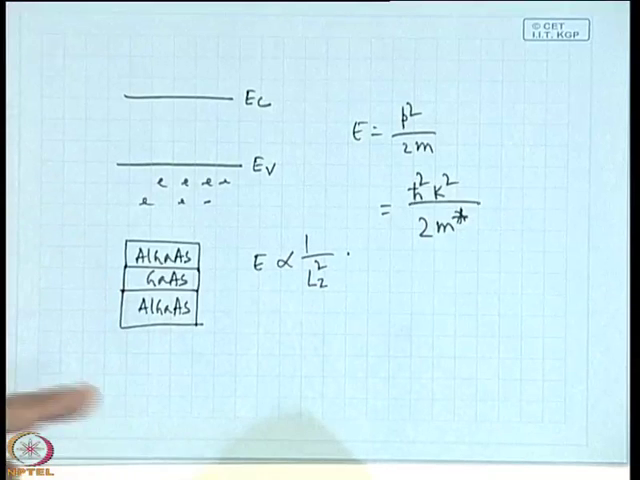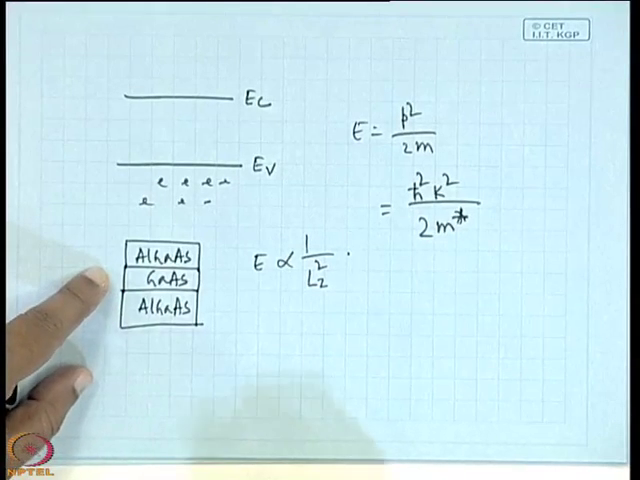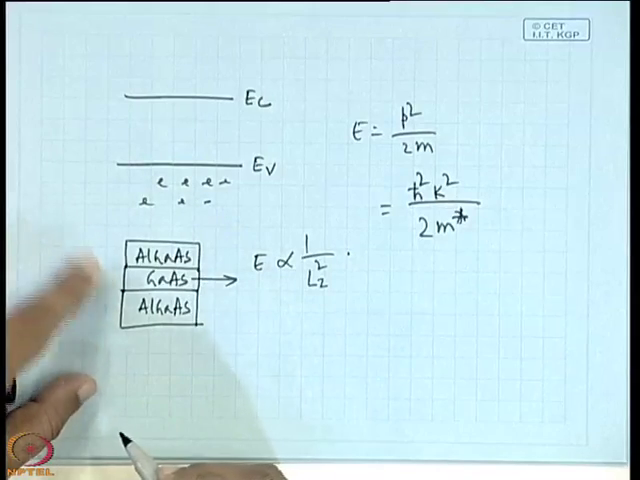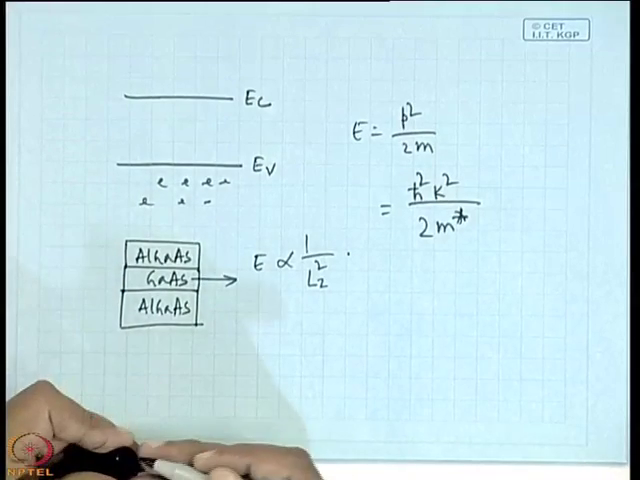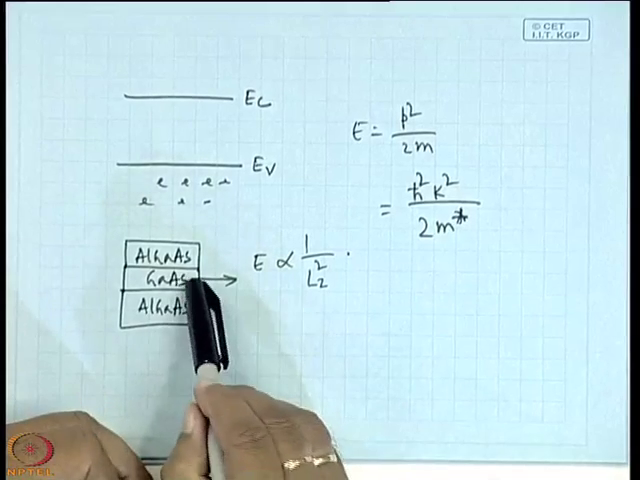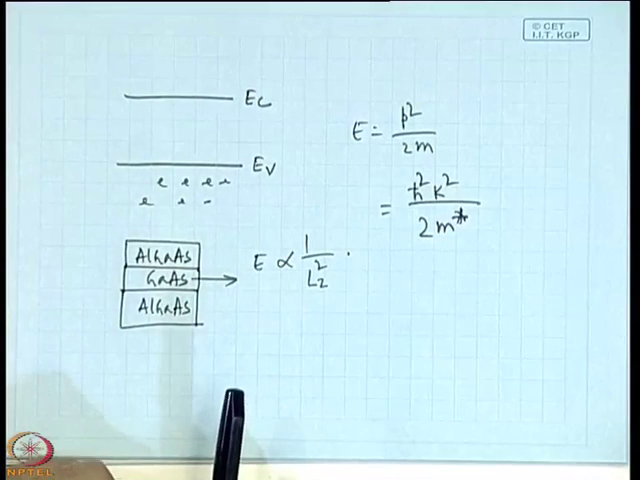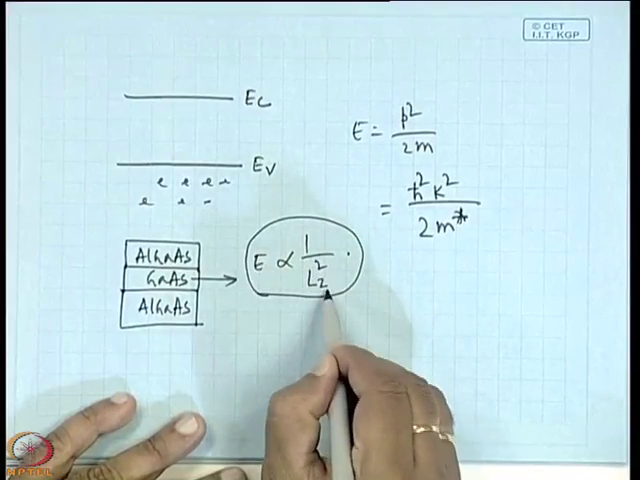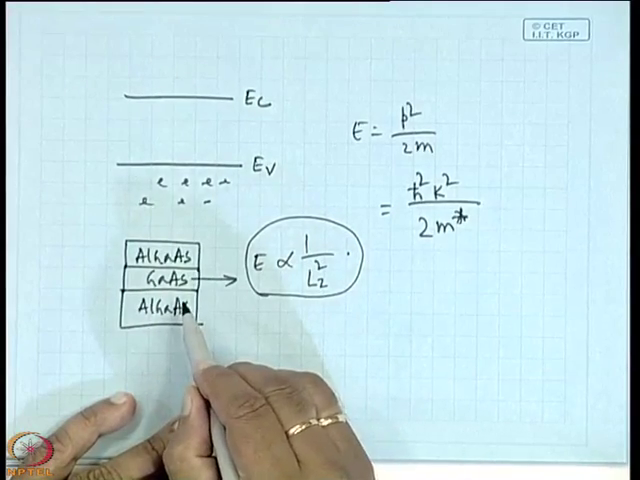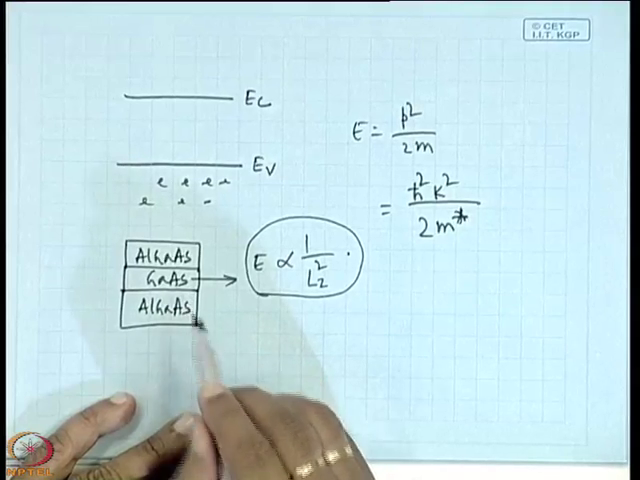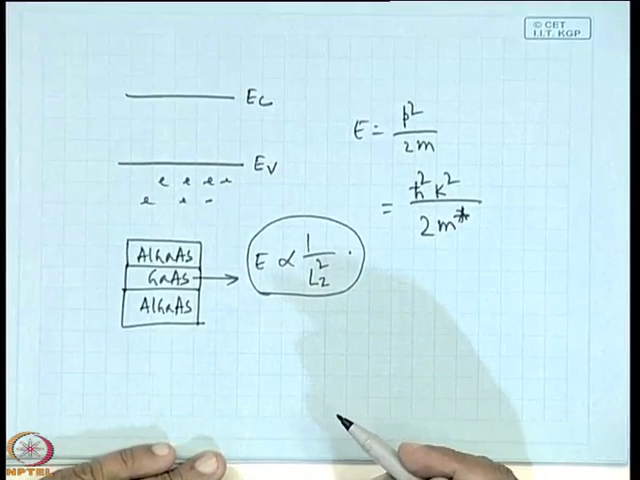In this structure, you have one gallium arsenide layer sandwiched between two aluminum gallium arsenide layers. If this gallium arsenide layer is very thin, say of the order of 50 angstrom, 60 angstrom, 100 angstrom, that means 10 nanometer, 12 nanometer, then what will happen? The energy will be proportional to 1 by Lz square, if Lz is the thickness of the gallium arsenide layer. So, it acts as a quantum well.